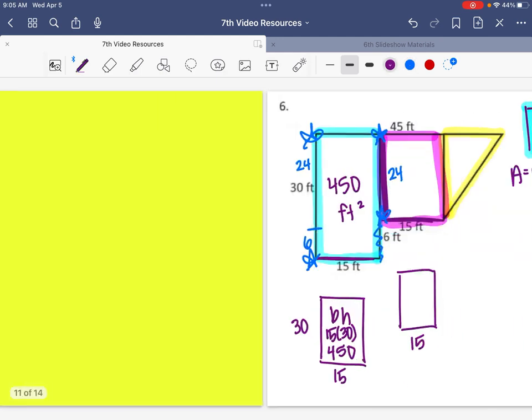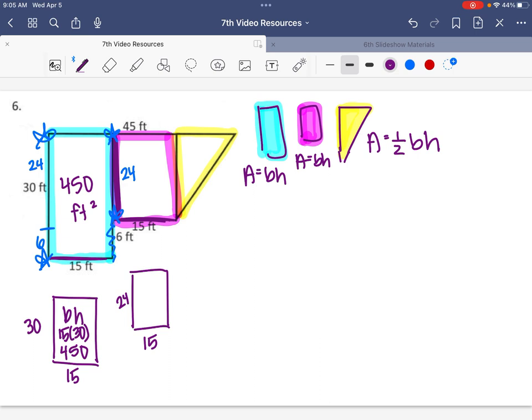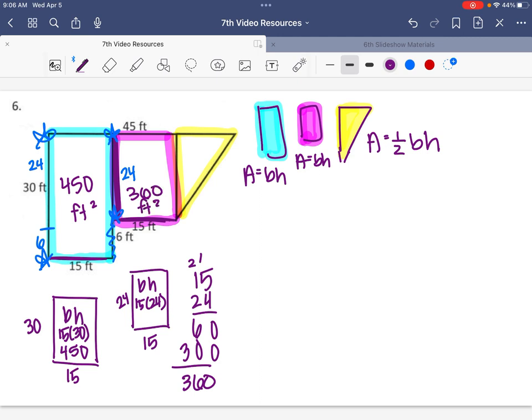I can label that down here and know that to find the area of my rectangle, which is base times height, I'm going to do 15 times 24. I'm going to do some computation. 4 times 5 is 20. 4 times 1 is 4, plus 2 is 6. Add my placeholder 0. 2 times 5 is 10. 2 times 1 plus 1 is 3. So we get 360 as the area of the pink rectangle. So we have 450 so far, we have 360, and now we're just looking at our triangle.